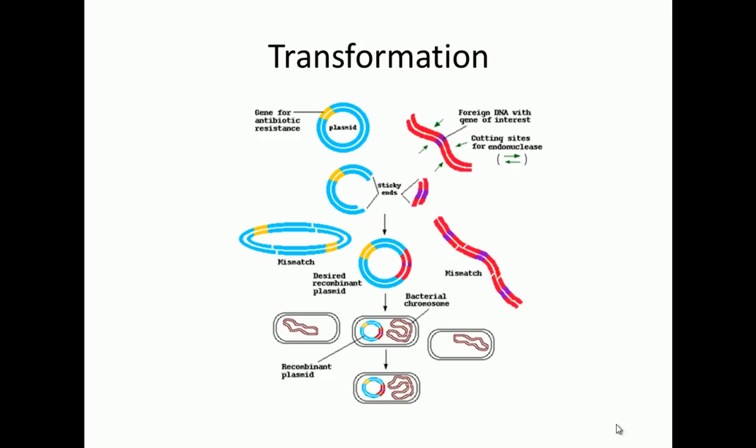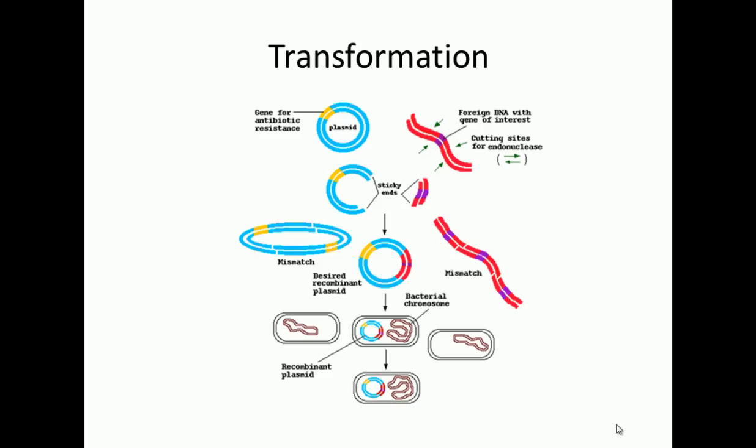Transformation is what we discuss when a bacteria has taken up this recombinant plasmid. If you follow through the diagram here, we have a plasmid, we cut it with restriction enzymes. The same restriction enzyme would be used to cut the gene of interest out of foreign DNA. That DNA could be another bacteria, it could be a human, it could be an animal, we don't know. Wherever that gene of interest is located, we cut it out with the same restriction enzyme.